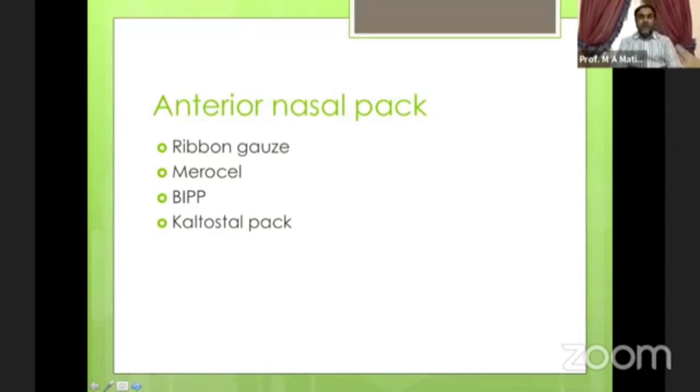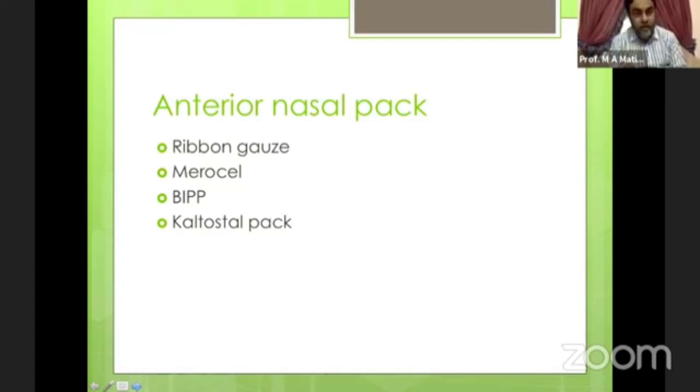Intranasal pack. So the next third step is intranasal pack. Now the question we ask in the exam: what are the materials we use for intranasal packing? And these are the materials. Classically, in Bangladesh, we use ribbon gauze, long ribbon gauze, soaked with Vaseline or antibiotic ointment.